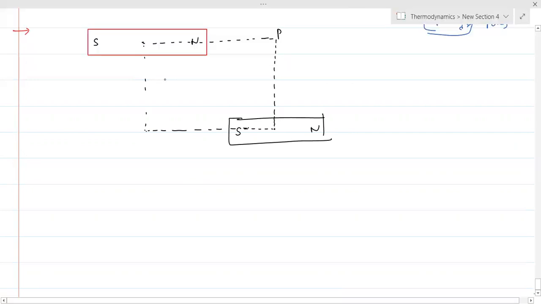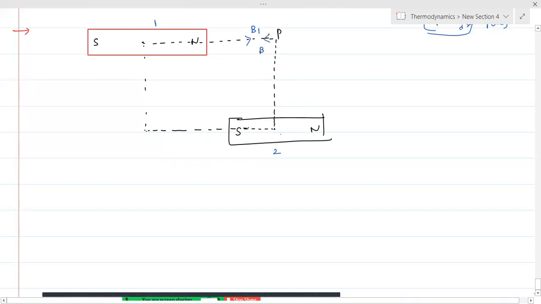So this is the first magnet and this is the second magnet, S to N. So in this direction we are taking B1, because the observation point is along the axial line. And for the second magnet, the observation point is on the equatorial line. So therefore, N to S we will take. So therefore, we will take B2.